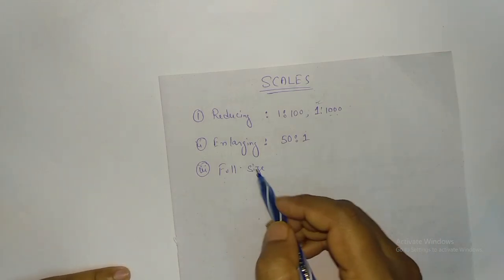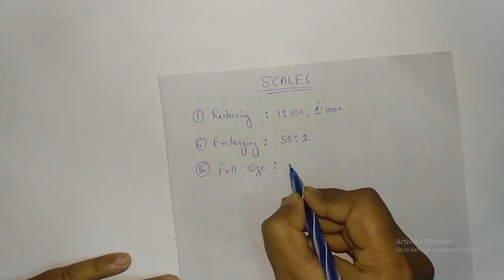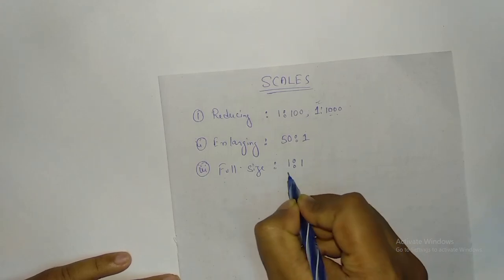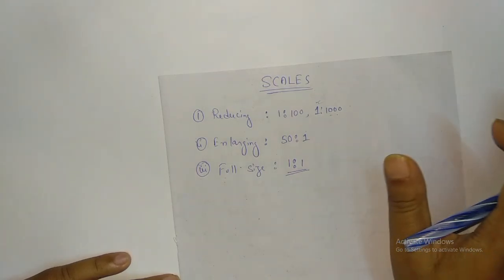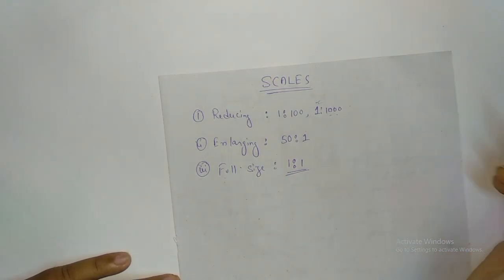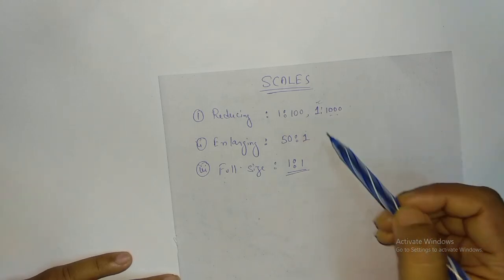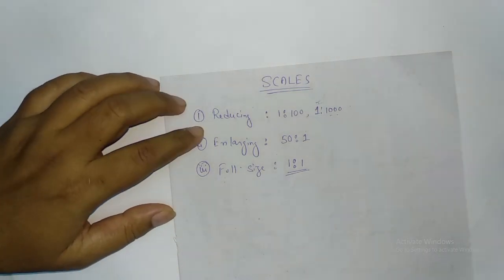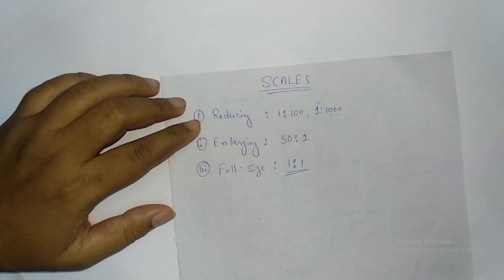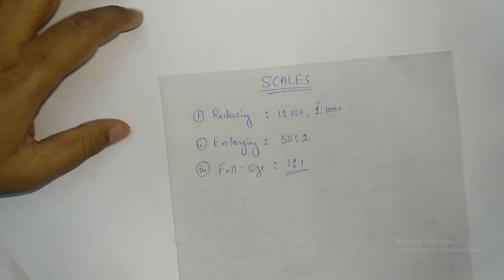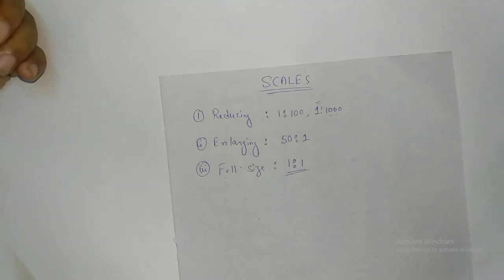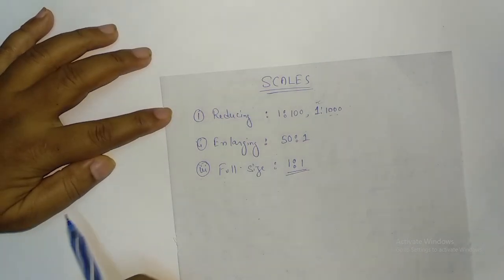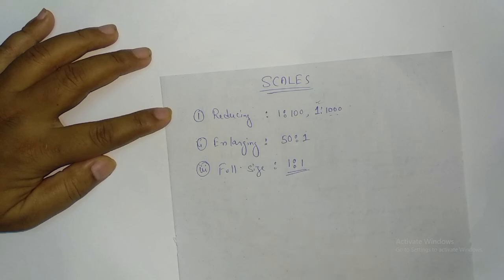And the last one is full size scale. Here the original dimension is going to be taken. Suppose 1:1. If my dimension is 1 centimeter, then in the drawing sheet also I am going to take 1 centimeter. So there are three types of scales we can say. Reducing scales, which reduce the dimension in the drawing charts. Enlarging scale, which enlarges the dimensions in the drawing charts. And full size scales, which keep the same dimensions.